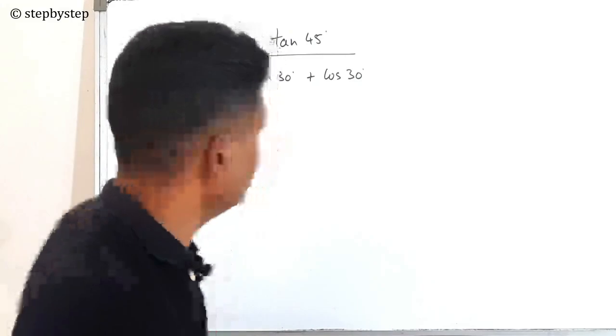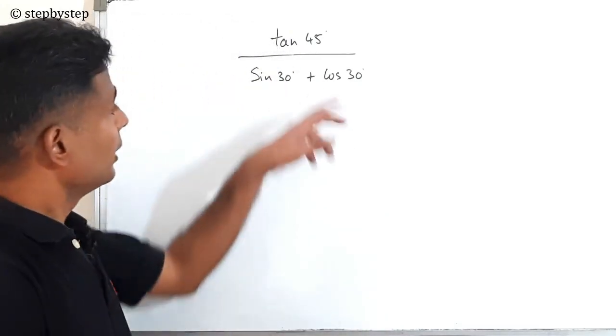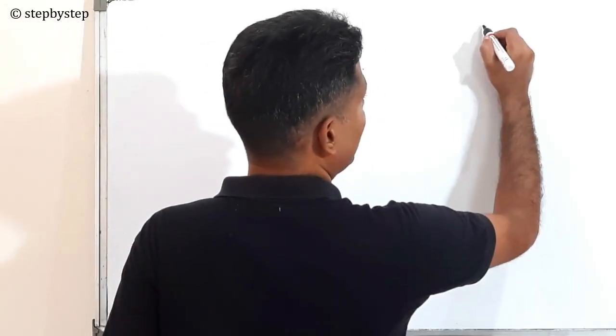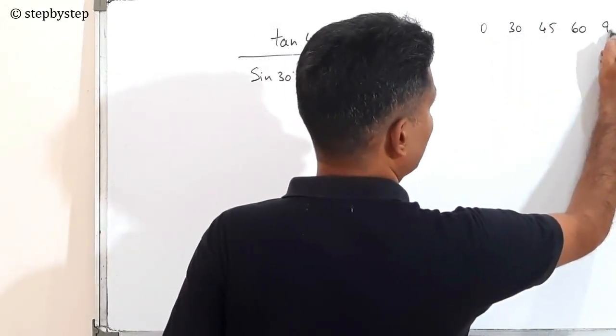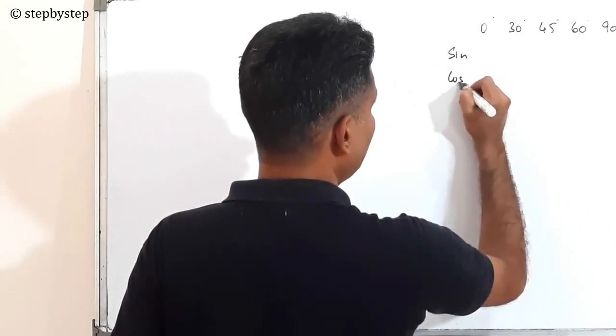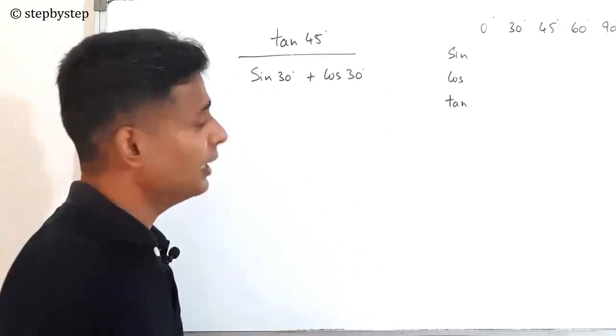Now the next problem, they have asked us to evaluate tan 45 by sin 30 plus cos 30. If you observe, they are all special angles. So all you have to do is remember the table: 0, 30, 45, 60, 90 degrees, and we'll get sin, cos and tan. So always draw the table and keep it ready, so you can directly refer.